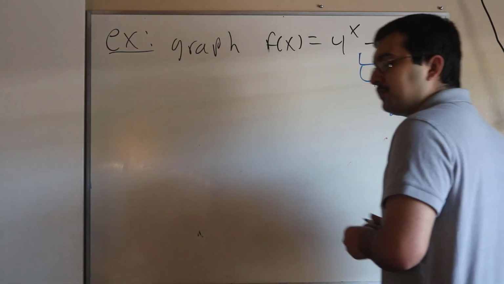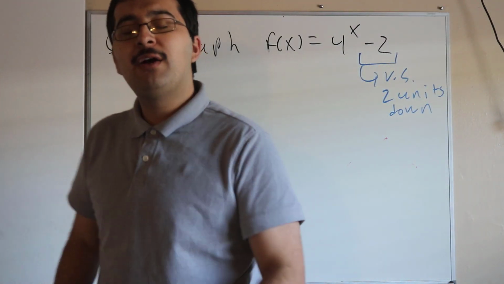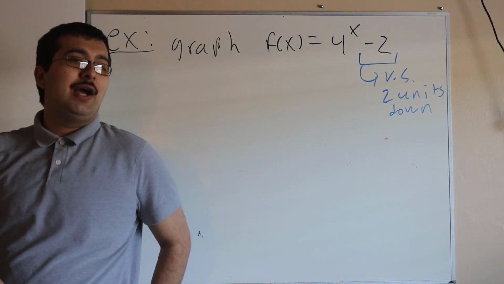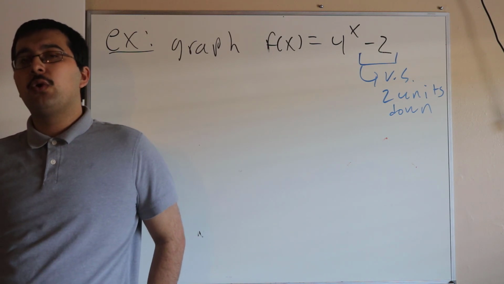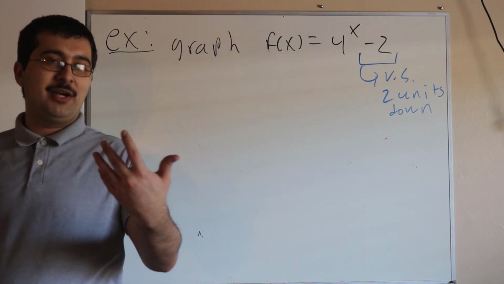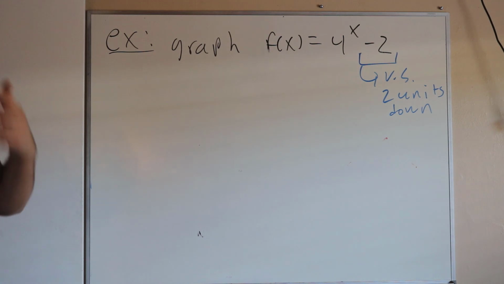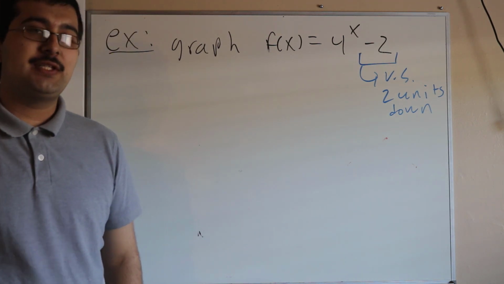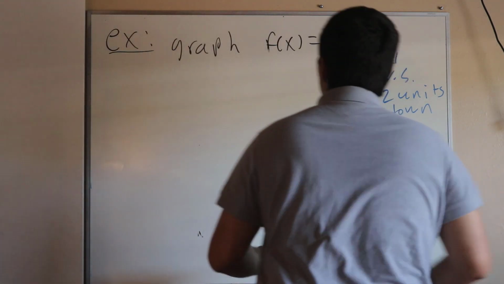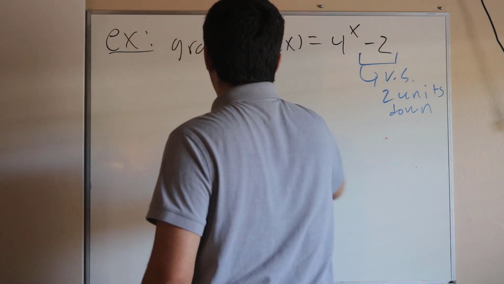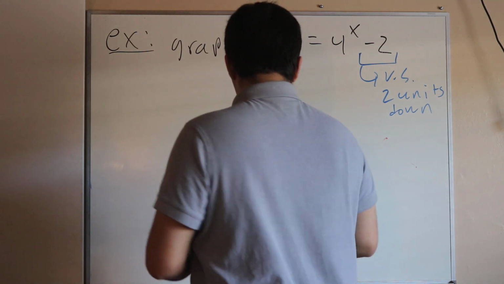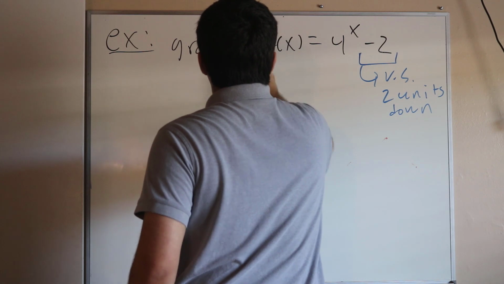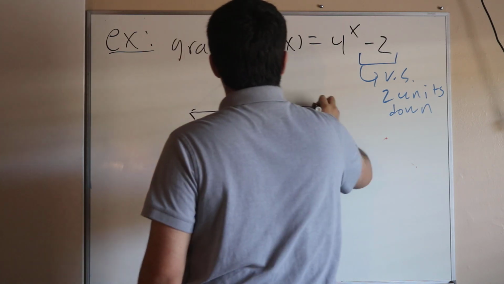Just to review, when you add or subtract to the parent function, that is a vertical shift up or down. When you add or subtract to the variable, that is a horizontal shift left or right. So since our parent function is 4 to the x, and I'm subtracting 2 away from that parent function, this is a vertical shift 2 units down. So, if I wanted to create a quick sketch of this graph, that's not too hard then.